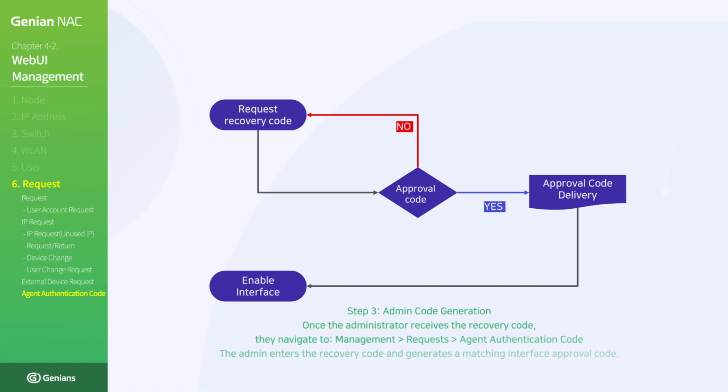Step 3. Admin code generation. Once the administrator receives the recovery code, they navigate to Management, Requests, Agent Authentication Code. The admin enters the recovery code and generates a matching interface approval code.